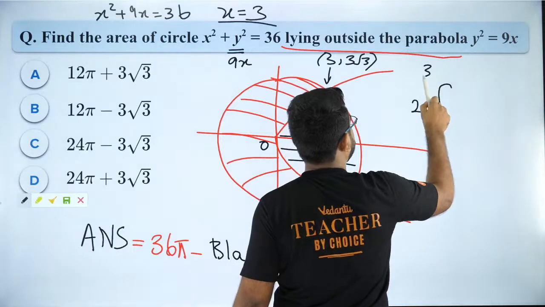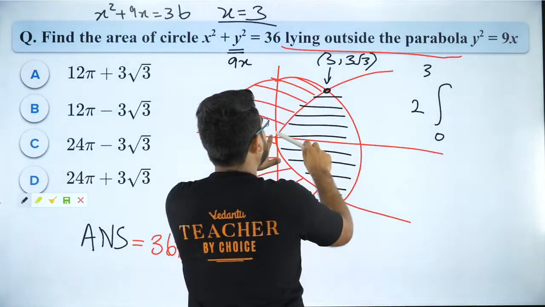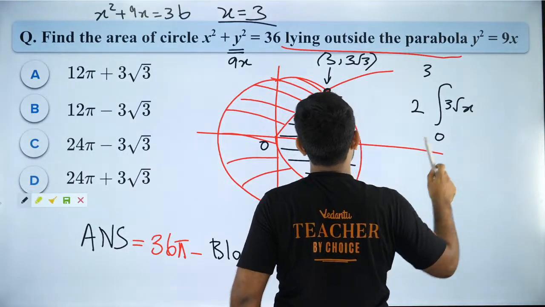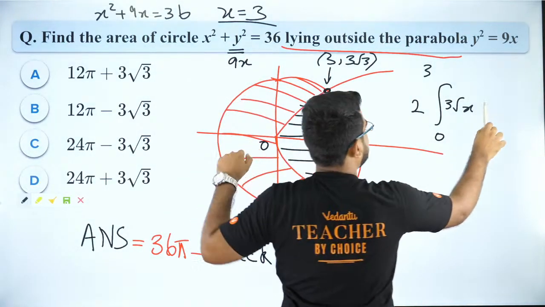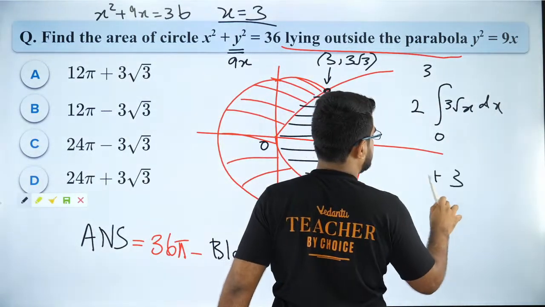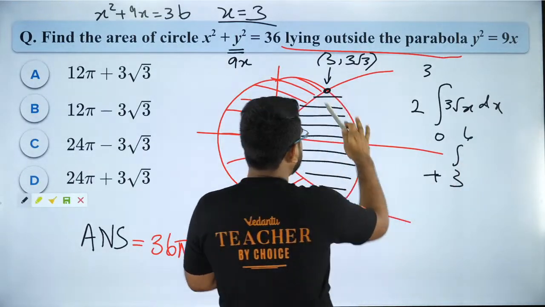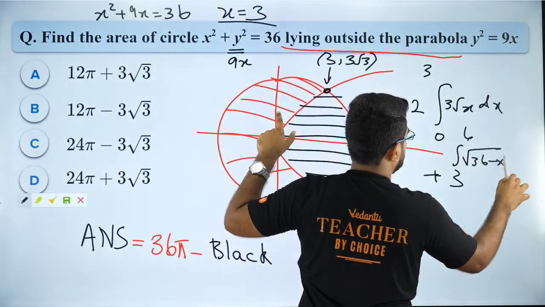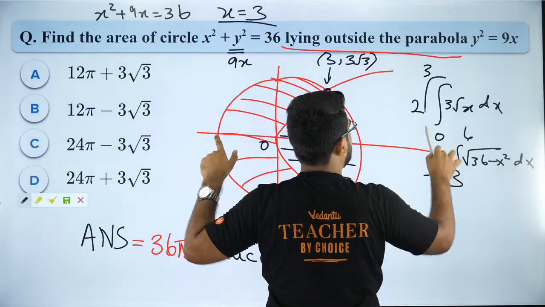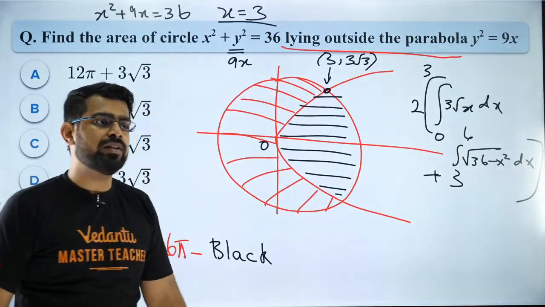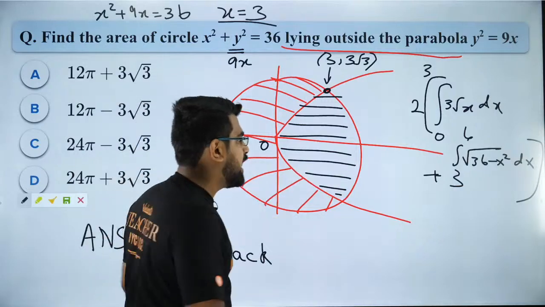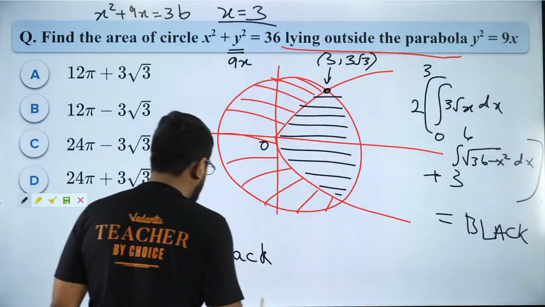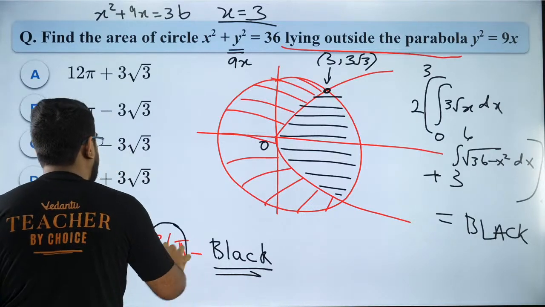So from 0 to 3, I will have the upper function as what? Upper function as the parabola. So it will be 3 root x. And from 3 to 6, it will be the circle. So the circle will be root of 36 minus x square. Now you should multiply by 2. That is your answer. So finish it off. That you calculated will be your black region. So that black region, you have to subtract it over here and that will give you the answer.